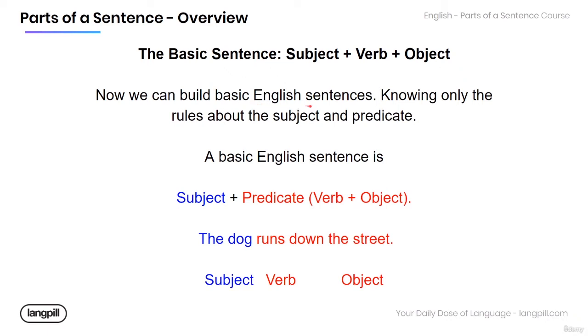And so now we can build English sentences, just knowing about where the subject is and where the predicate is, right? So we follow this formula, subject plus predicate. Okay, just remember that. And predicate, verb plus object. The dog runs down the street. Subject, verb, object.